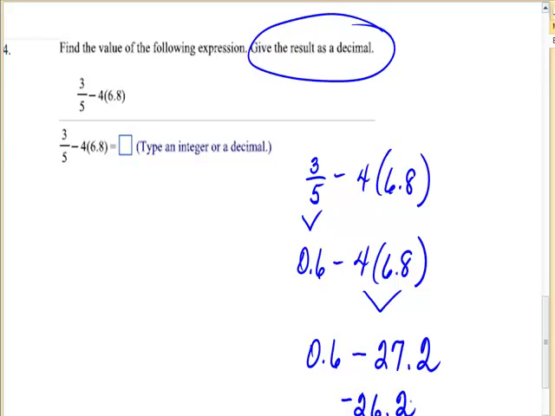26.2. Back in our first chapter, we would have said keep, change, change. We have a positive and a negative. We subtract the little one from the big one. We keep the sign of the big one. For all of those reasons, I get negative 26.2. So I follow Aunt Sally's rules along with all my rules for decimals.